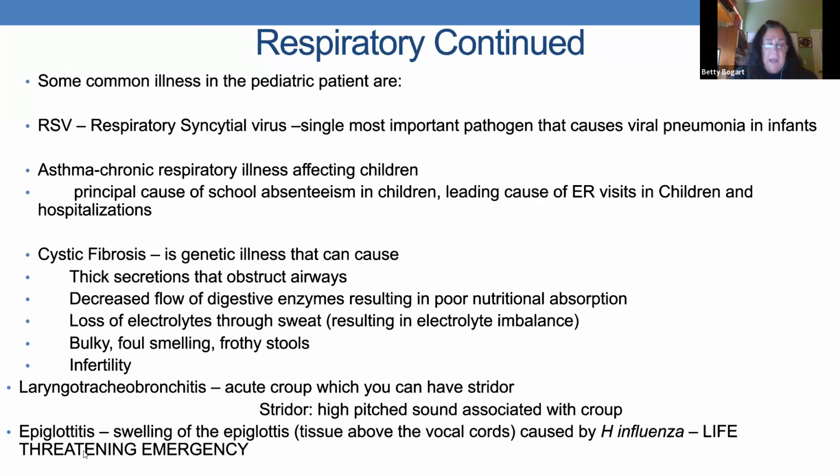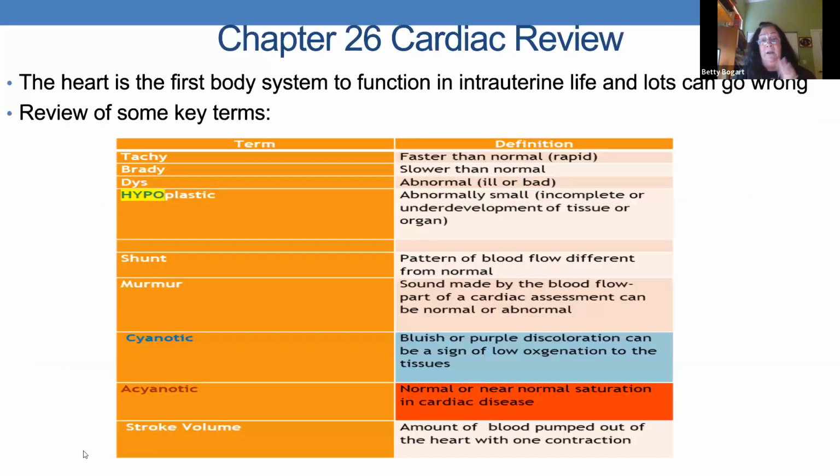Now, if left untreated, it will turn into epiglottitis and is caused by H influenzae. And this is a life-threatening emergency. That epiglottis swells up, covers the trachea, and you can't get air into your lungs. So it is a life-threatening emergency. That child is probably going to be intubated or get a tracheostomy pretty quickly.